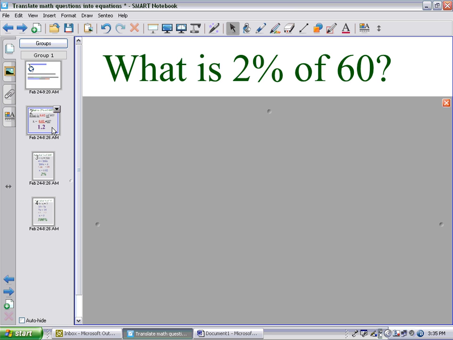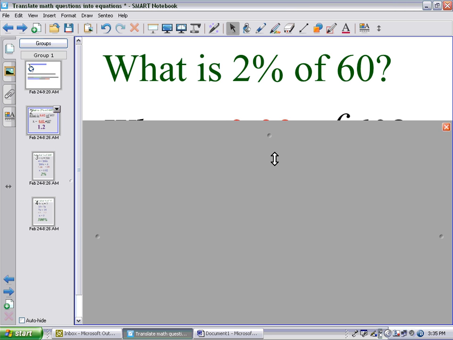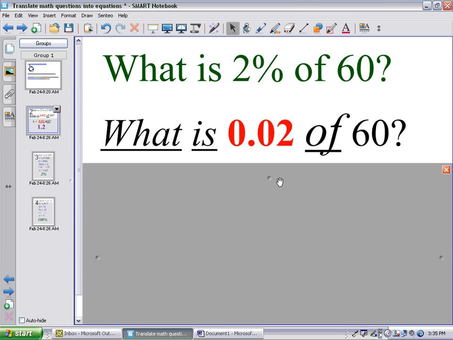We need to take any percent that is in the question and make it a decimal before we proceed. Sometimes there will be one like this example, sometimes there won't, like in my next example. So this one, I need to make 2% a decimal. Remember, you take a percent divided by 100 to get the decimal value. Now we get what is 0.02 of 60.